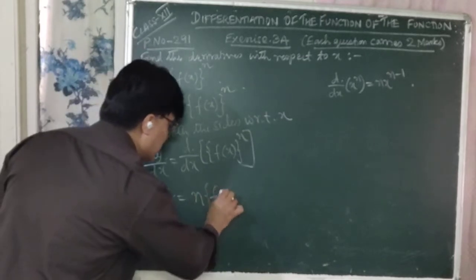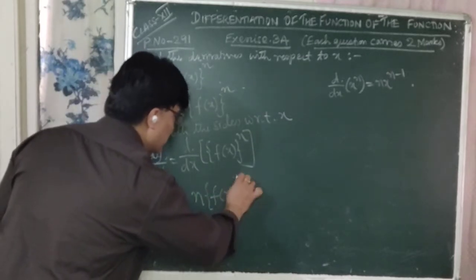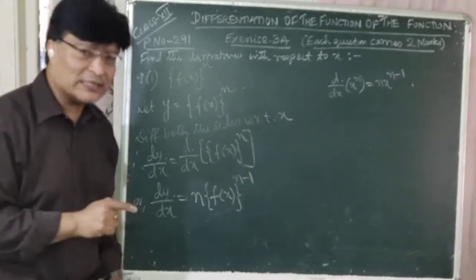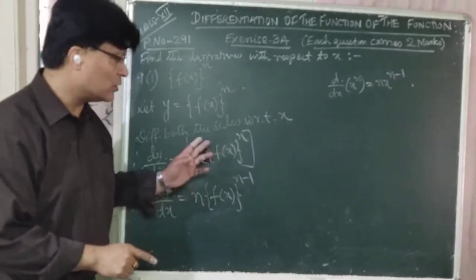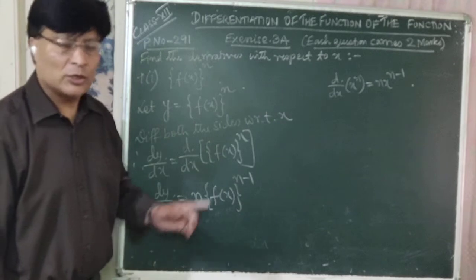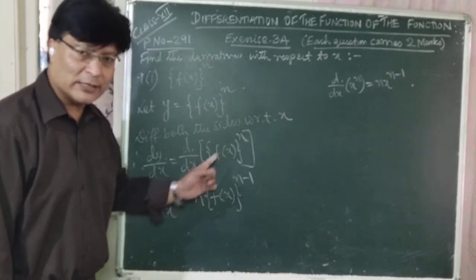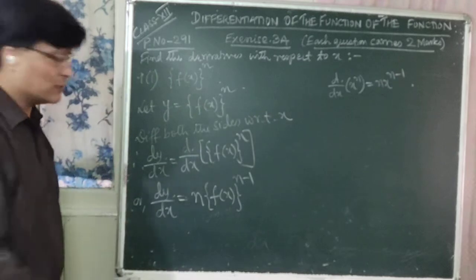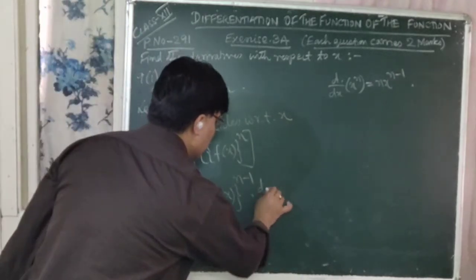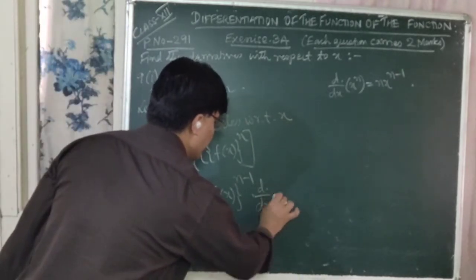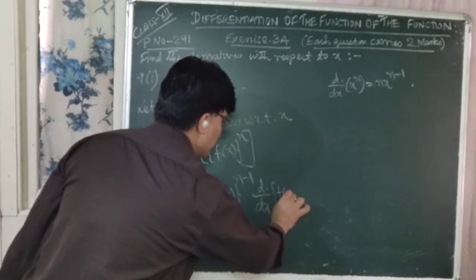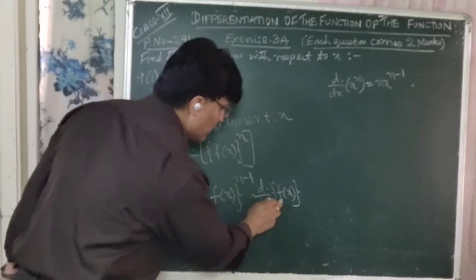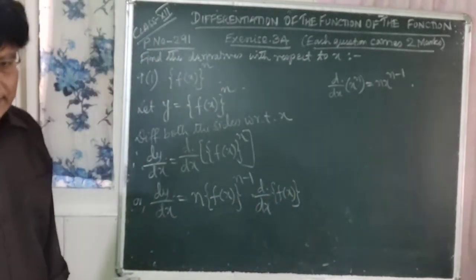You should write [f(x)]^(n-1). Now in this case you have to differentiate the function which is assumed as x. So which function is assumed as x here? It is f of x. Again, differentiate d/dx of f of x. So what is the formula for d/dx of f of x? You know that it is f dash of x.